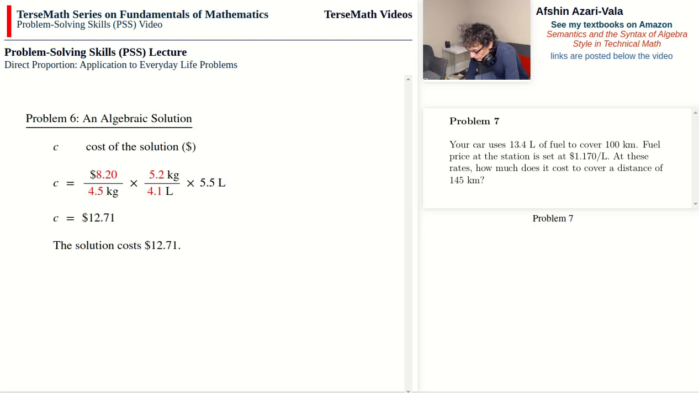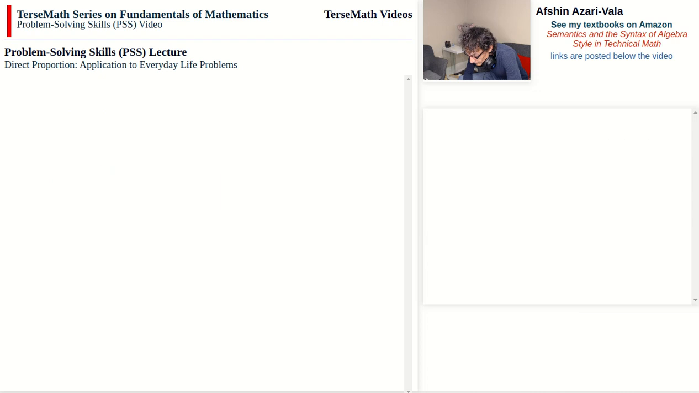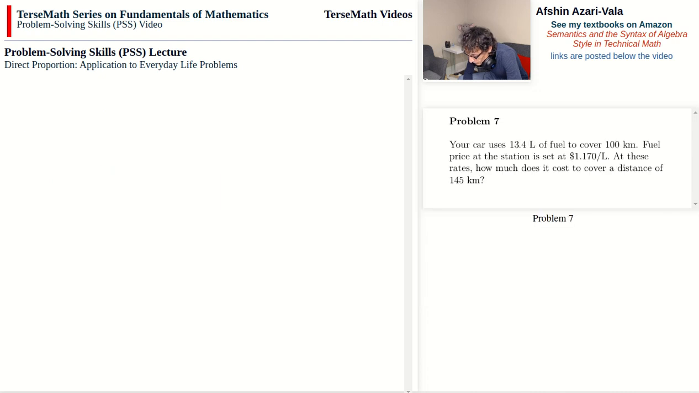Okay, two more problems I believe for this video. Problem 7: your car uses 13.4 liters of fuel to cover 100 kilometers. Fuel price at the station is set at $1.170 per liter. At these rates, how much does it cost to cover a distance of 145 kilometers? Alright. Let me bring the problem back. There we go.